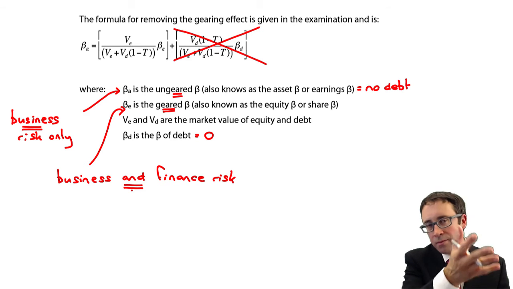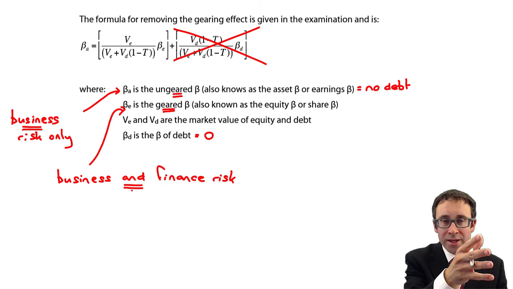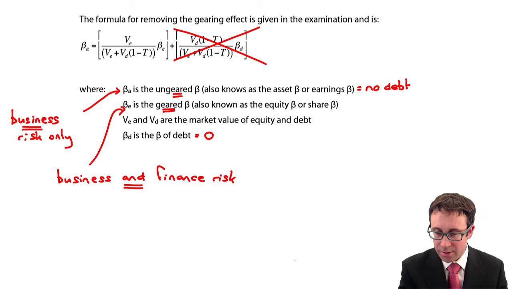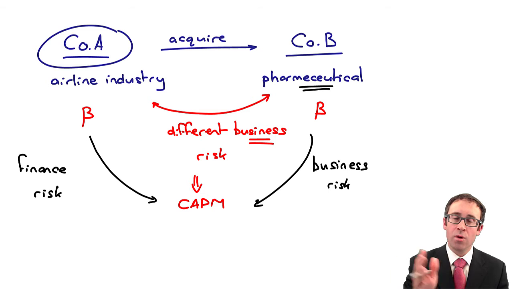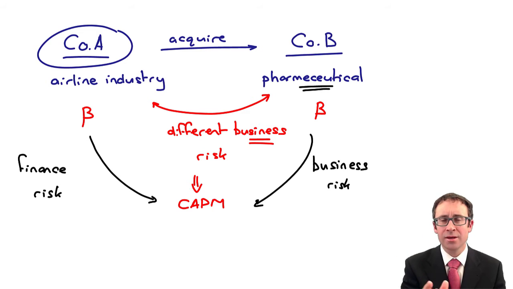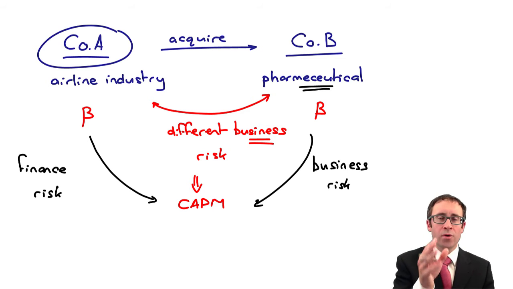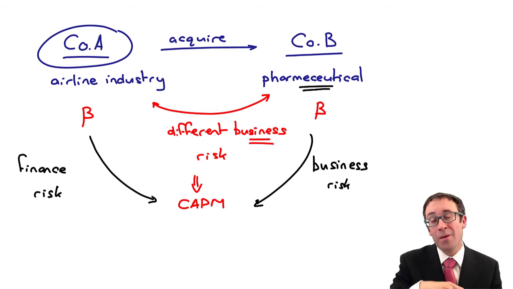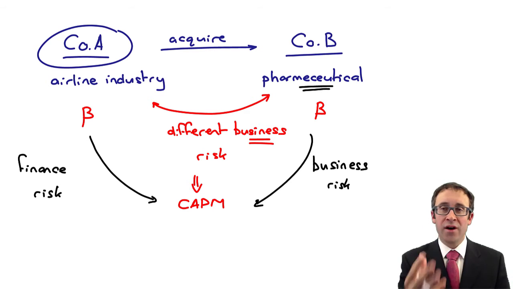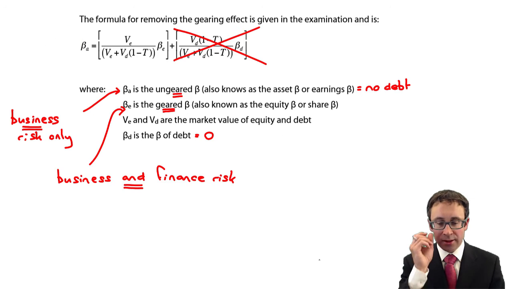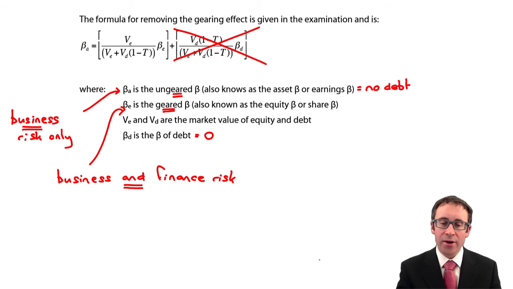I'm going too far, aren't I? But it doesn't matter. We can choose the beta of the other company, company B. We can de-gear it to work out the ungeared beta, so the beta purely representing the business risk, and then we can re-gear it to reflect the level of finance risk in our current entity. Challenging. So how do we link the two?